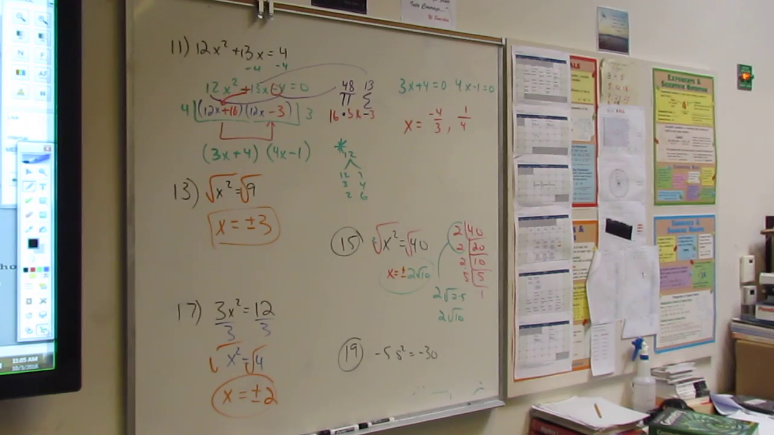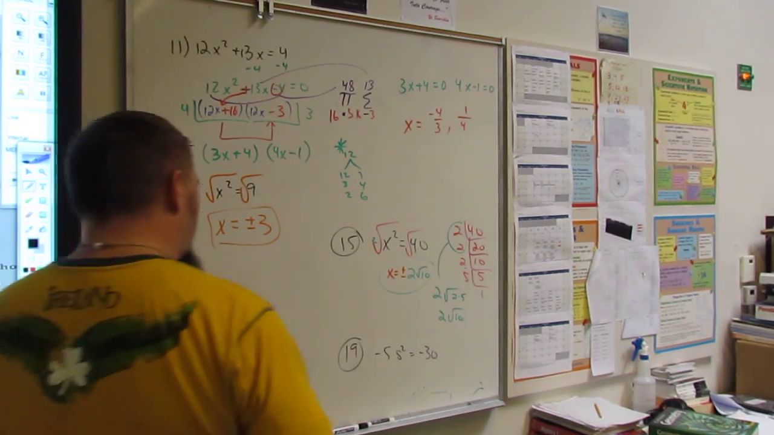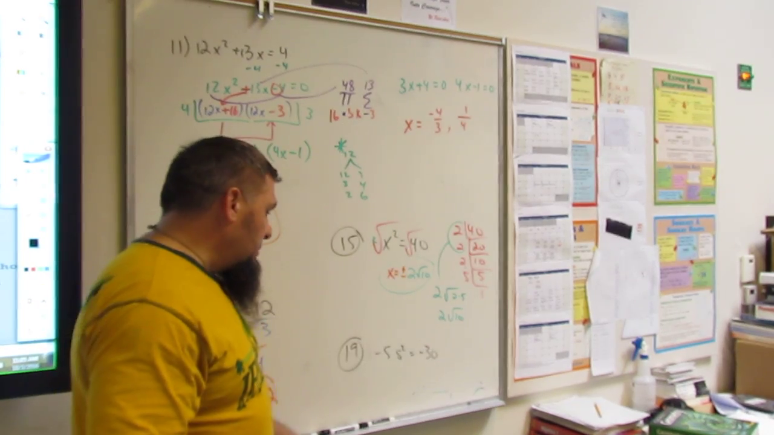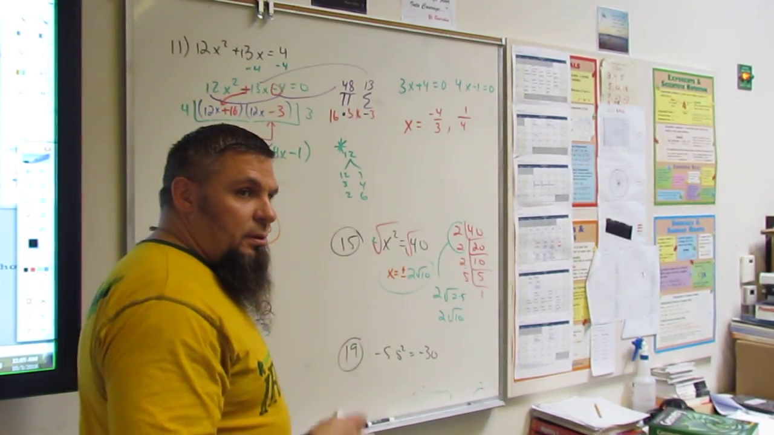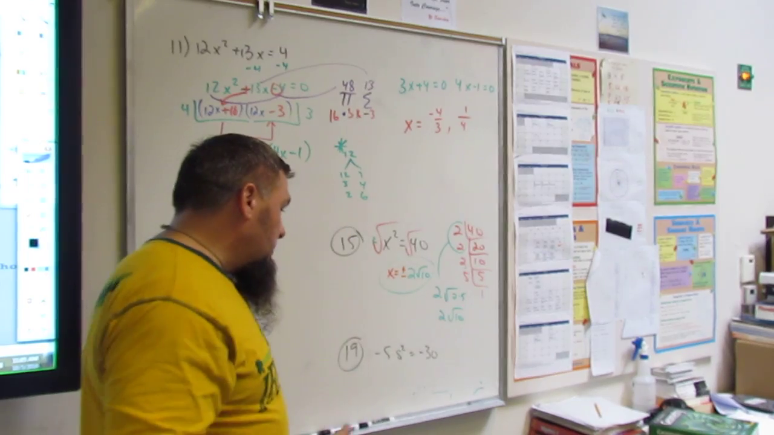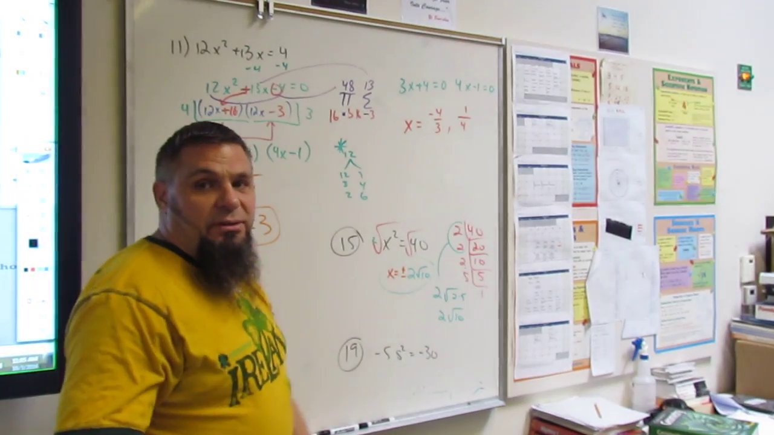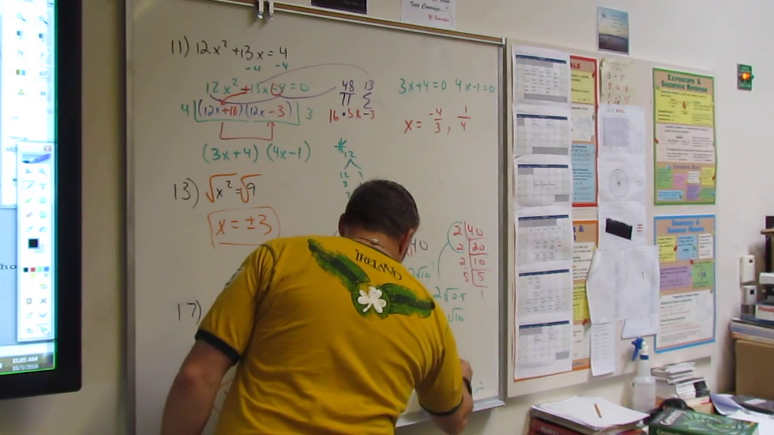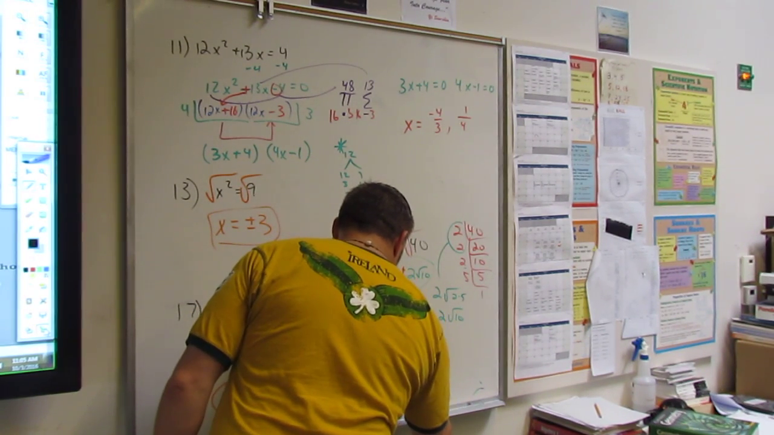What do I do to this last one? Number 19. Wyatt, what do I do? Is that 5s squared? Oh, divide each by 5.